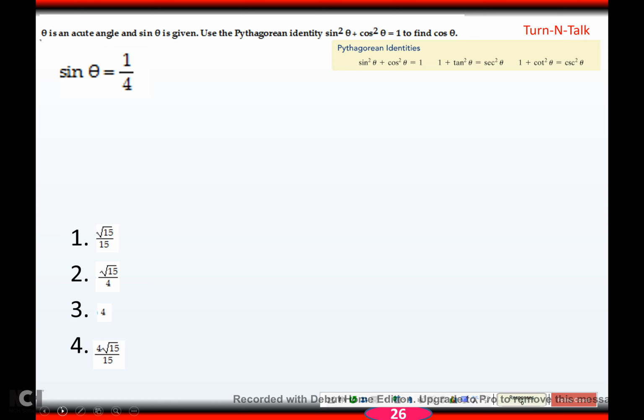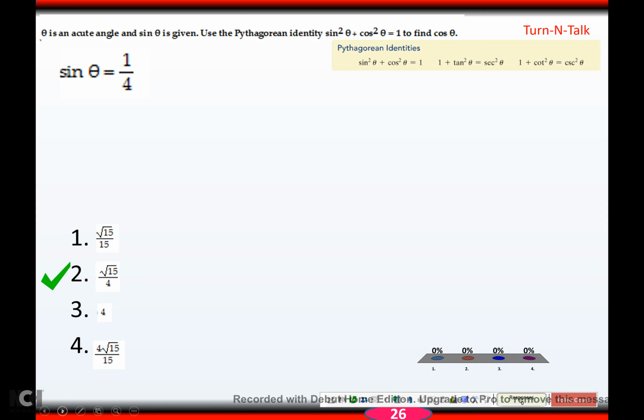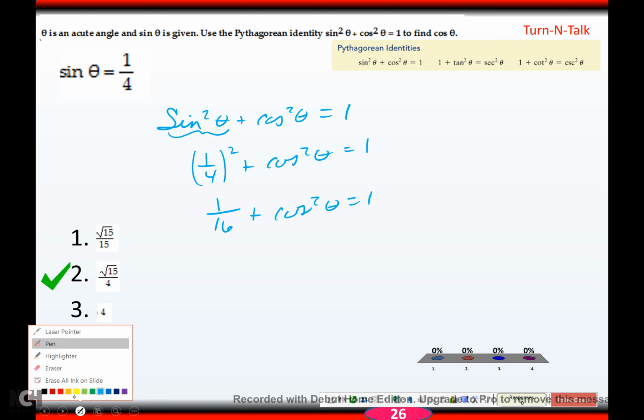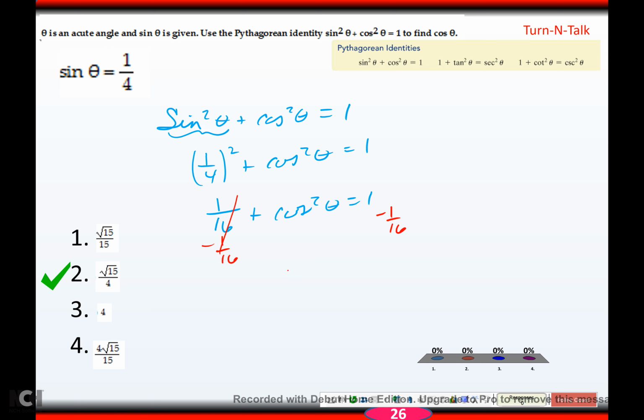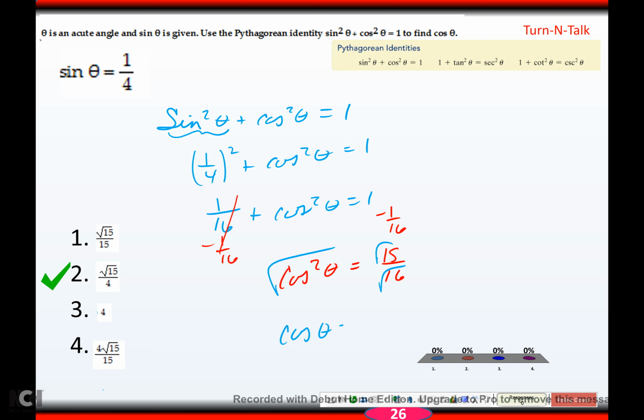Alright, you try this one. Hit pause. Come back when you're ready. And hopefully you got the square root of 15 over 4. So I can write the equation sine squared theta plus cosine squared theta equals 1. I'm going to replace sine squared theta with 1/4 squared plus cosine squared theta equals 1. That's going to give me 1/16 plus cosine squared theta equals 1. So now I'm going to minus the 1/16, and I get cosine squared theta equals 1 minus 1 divided by 16. I get 15/16. So now to get cosine alone, I'm going to square root, which gives me cosine theta equals the square root of 15 over 4, because the square root of 16 is 4. And that's what they wanted. They wanted me to find cosine theta.